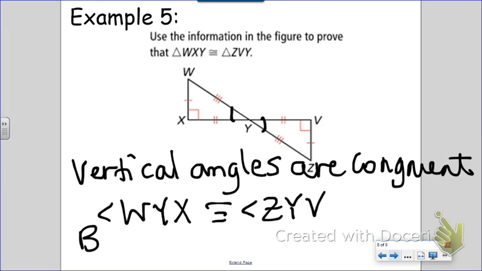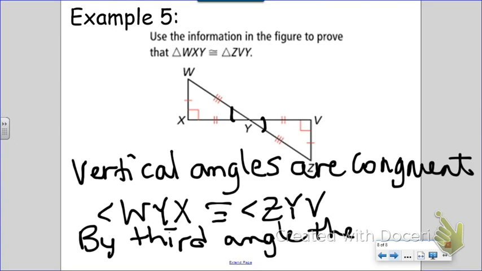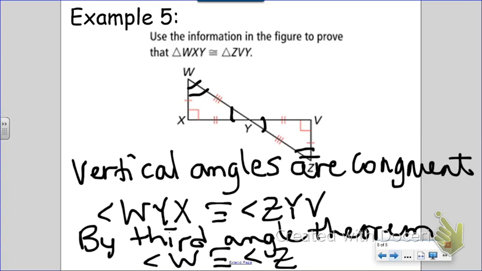Then by the third angle theorem, the other two angles, angle W is congruent to angle Z. Since we have all three sides and all three angles marked congruent, the triangles are once again congruent.